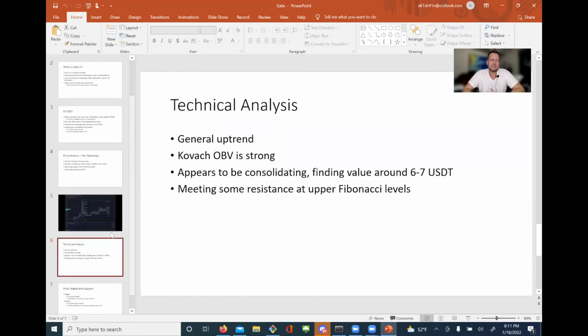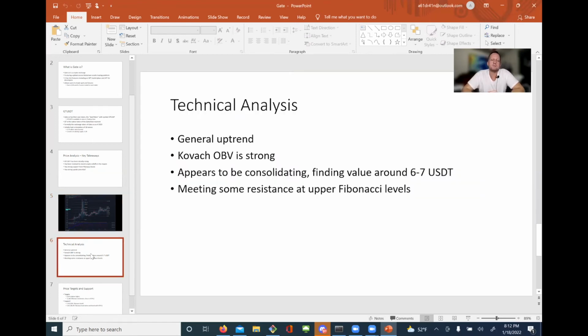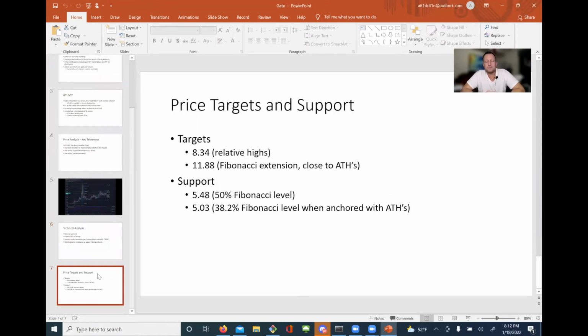As far as technical analysis, again, strong general uptrend. The Kovach OBV here is very strong. Again, that's my indicator. You could get that on TradingView. It appears to be consolidating right now, finding value around 6 or 7 USDT. Again, meeting some resistance at those upper Fibonacci levels. However, I do feel this has a lot of strong upside potential.